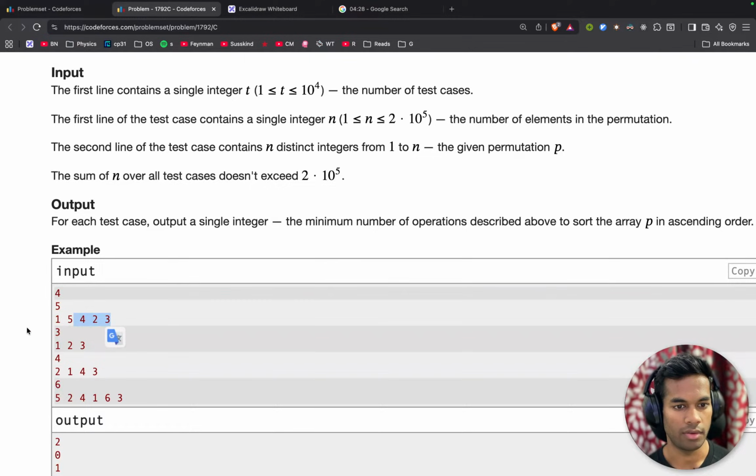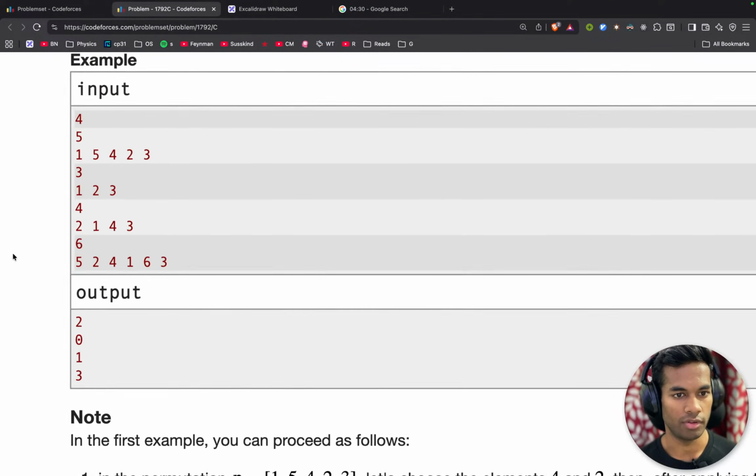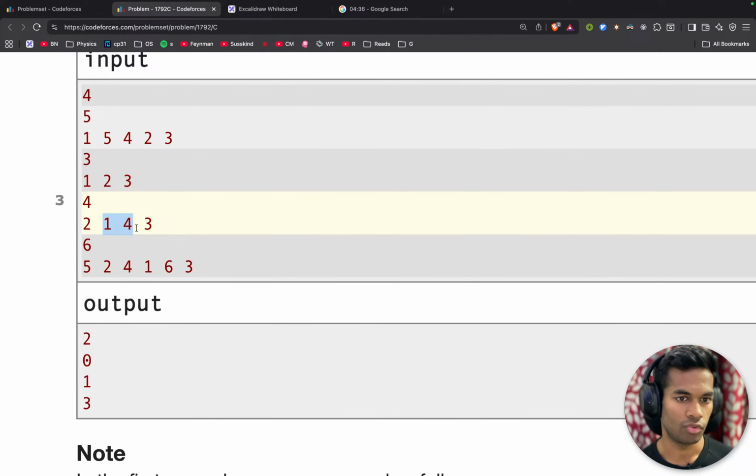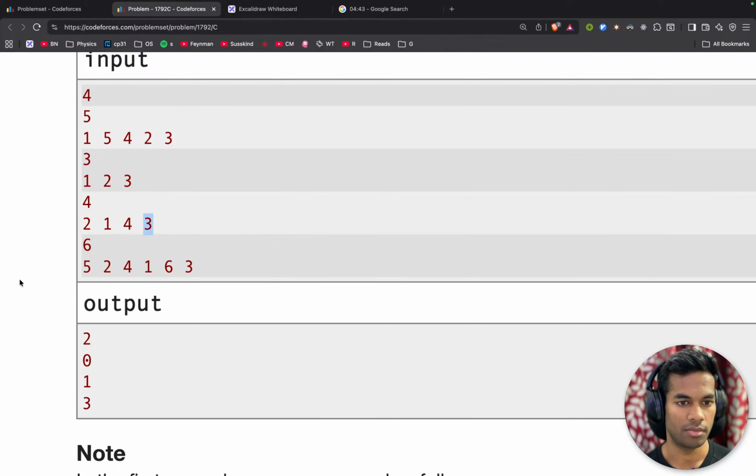15423, 15423. Answer is 2 for this one. This one is already sorted. For this one, answer is 1 because you can just choose 1 and 4. 2 and 3 are already in place, relatively speaking.